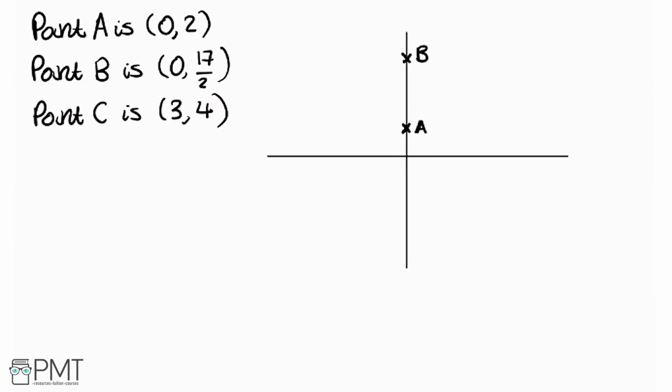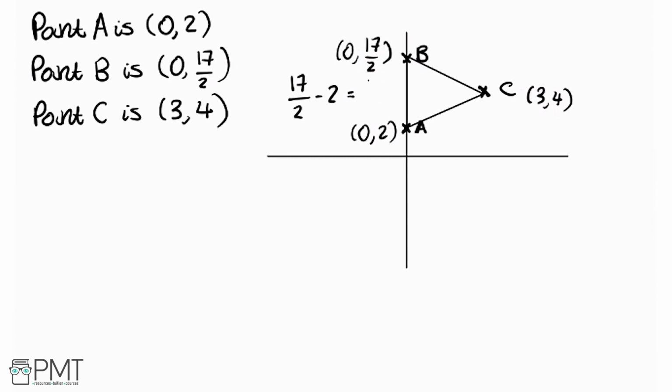And point C is (3, 4), so it's positive in this direction and in this direction, somewhere up here, and it's between A and B, over this part here. So we're given this triangle, and we want to work out the area. We're going to use the coordinates to work out the width and the height of the triangle. The width is this length here, so that's 17 over 2 take away 2, which is 13 over 2.